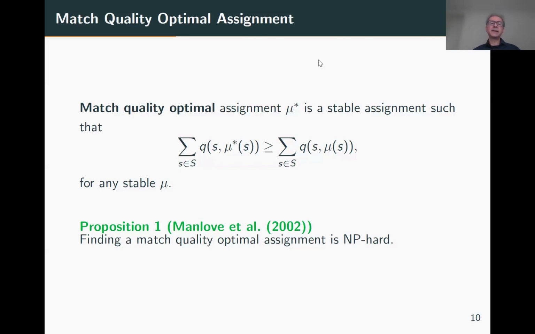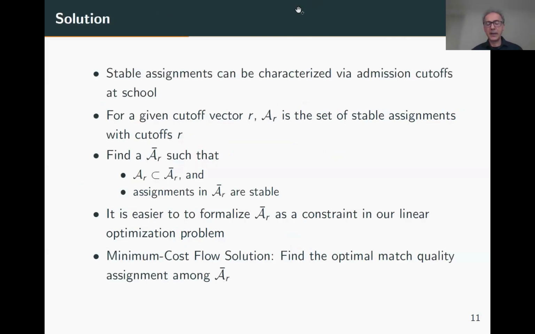This is where we start, and this is how we are going to proceed. We are going to characterize the stable assignment via admissions cutoffs. We are not the first ones to do that. Once we characterize this via cutoffs, for any cutoff vector, we are going to find an alternative set. First, we are going to look at the set of stable assignments which produce the same cutoff R. Then we are going to find a bigger set that's going to be easier to incorporate into our linear program.